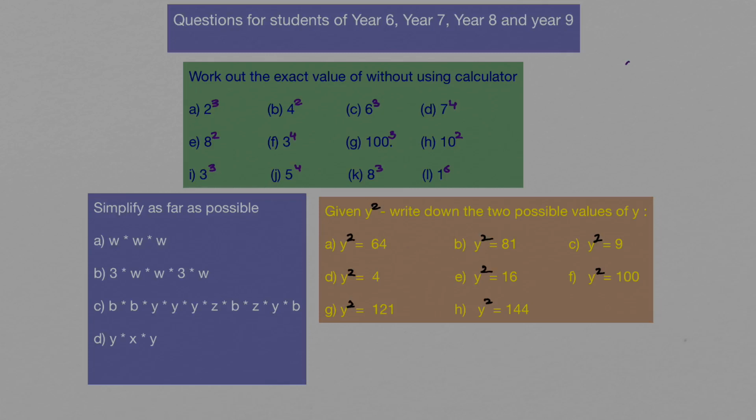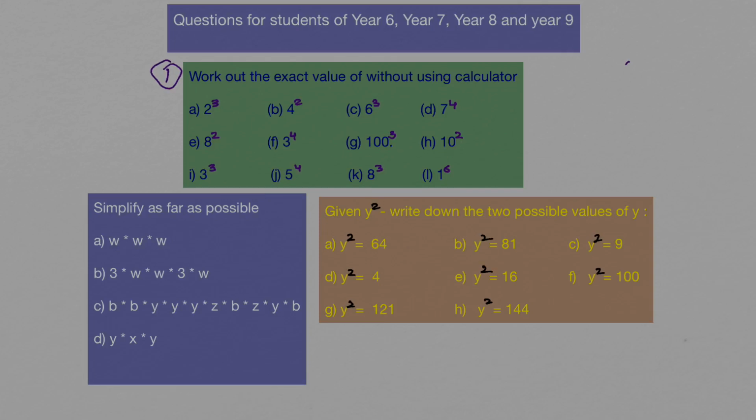So here are the questions I have for students of year 6, 7, 8 and 9. The students of year 6, 7, 8 and 9 should be able to do all these questions. This part, however, the last part, this section, number 1, the second one, this one, I've covered it in full detail. That part, I'll only do one part because I've covered square roots, but it's a slightly different question.